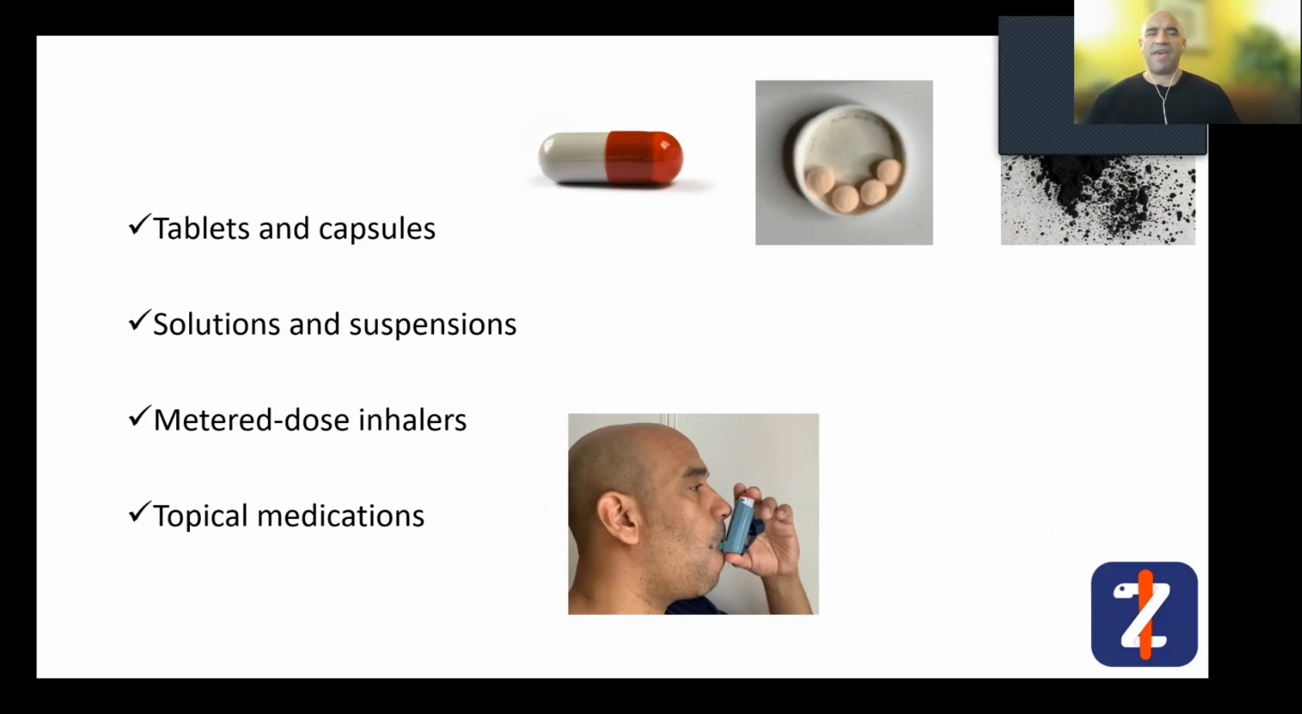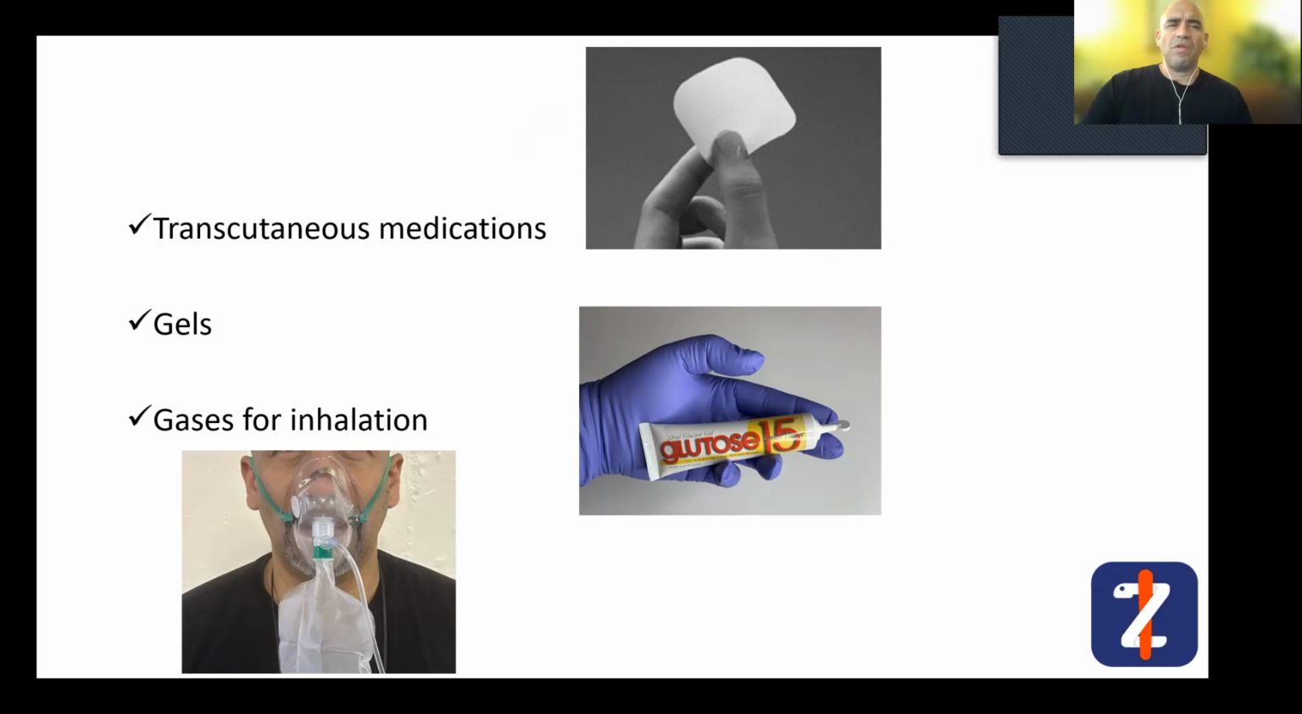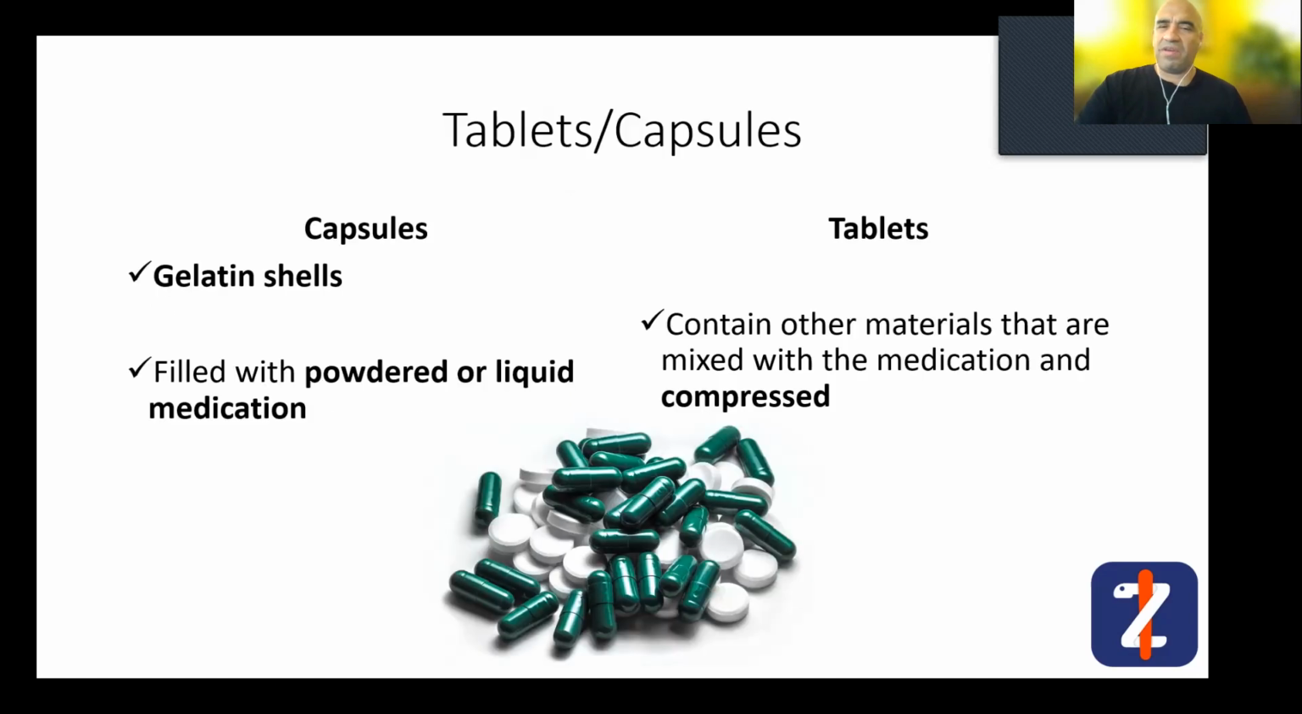All right, so we're going to look at some of the capsules. We're going to look at some tablets, solution, suspension, metered dose inhaler. As you see me there, that's my own personal one, and topical medications. All right. Transcutaneous medications. Remember, we spoke about that, and gels and gases in inhalation, like the normal breather, which is 15 liters per minute. And here we have the glucose, which is a gel. Again, I have all this in pictures.